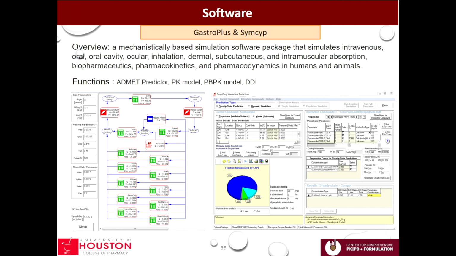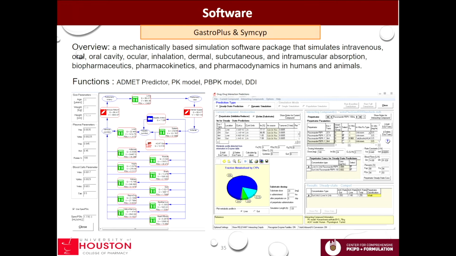So if you measure, GastroPlus has the capability to be an ADMET predictor, and it can also do PK modeling, PBPK modeling, physiologically based. So if you have preclinical data involving disposition of the drug in different organs, you can apply this, and it would also project the drug-drug interaction.